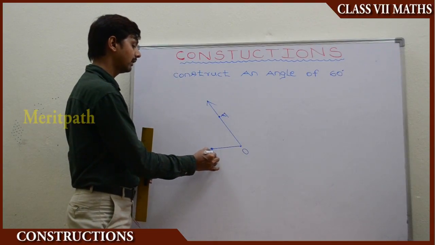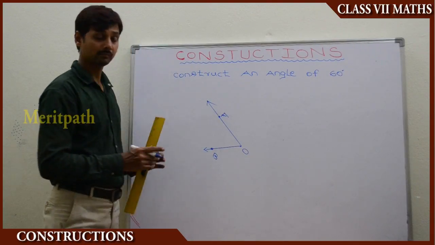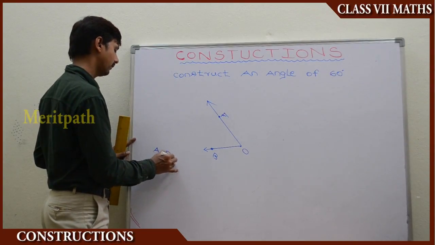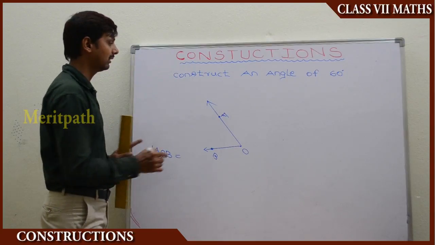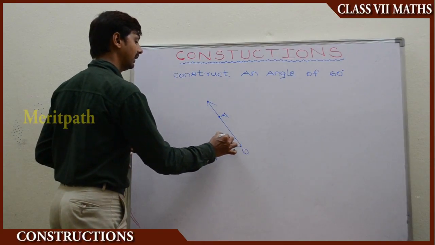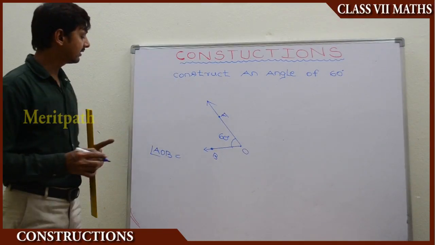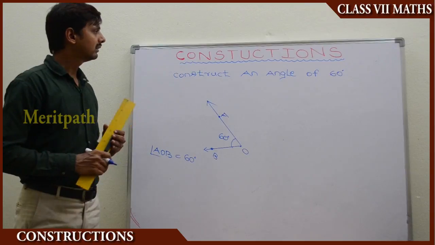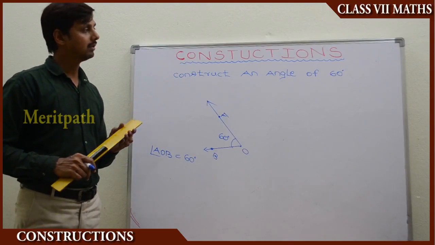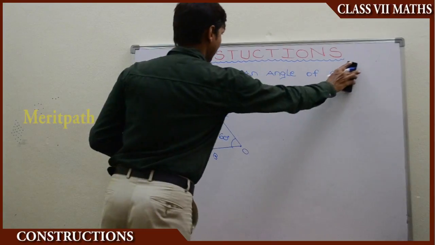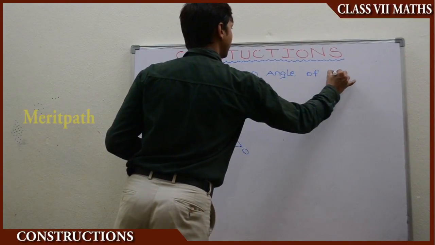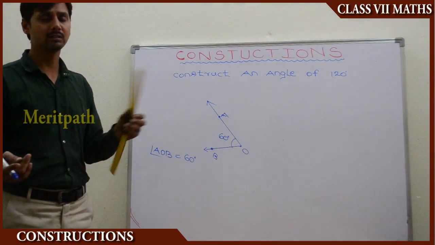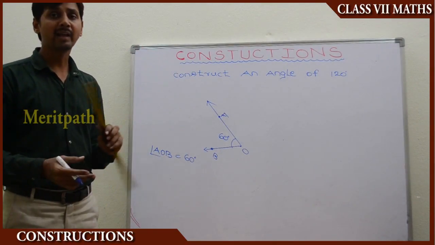Initial point is this, and after making an angle, we keep the point here as A, and the terminal point here as B. So the angle is angle AOB. You know how to represent an angle. This is the symbol for angle, and we have constructed 60 degrees. So this is a 60 degrees angle. Angle AOB is 60 degrees. This is the process to construct an angle. So let's take another angle, 120 degrees, an obtuse angle. You know the different types of angles we have learned. These are acute angles we have drawn.